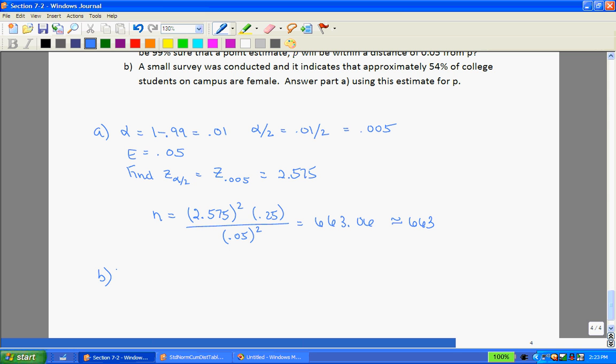A small survey was conducted, and it indicates that approximately 54% of college students on campus are female. Answer Part A using this estimate for p. So this time we do have some estimate of what the proportion could be. Now we know that p hat is equal to 0.54. Then we can go ahead and say that q hat is equal to 0.46.